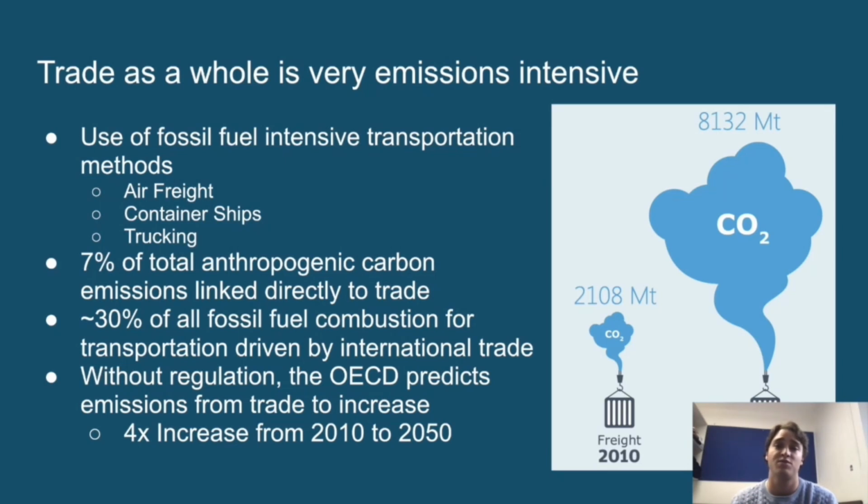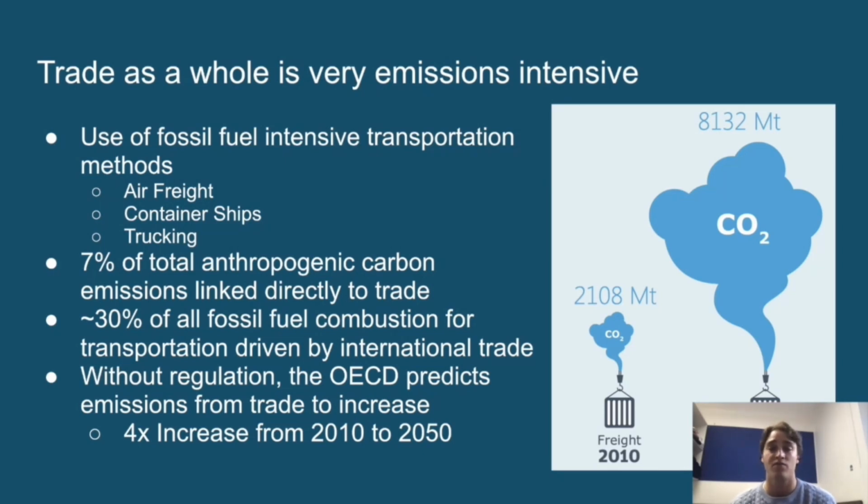So trade as a whole, as many of us know, is very emissions intensive, and the use of fossil fuel intensive transportation methods still dominates trade today. A lot of container ships, air freight, and trucking, obviously all very fossil fuel intensive. I know there's been some methods to pivot away from fossil fuels, but they still dominate the trading atmosphere today. And we know that 7% of total anthropogenic carbon emissions are linked directly to trade. That is, 7% of all human carbon emissions are from trade in that direct, very, very small scope.